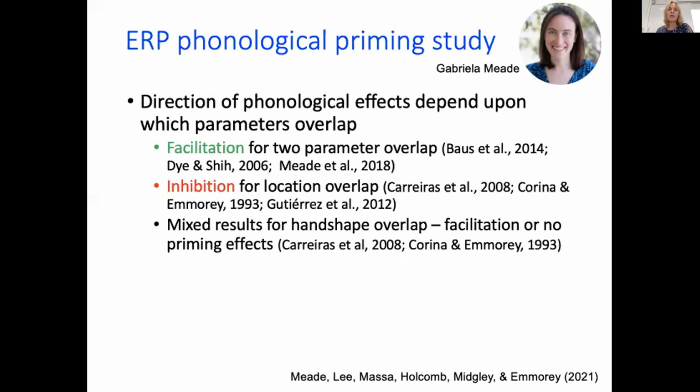But it turns out that for location, if prime and target just share the location, so both at the chin, for example, then slowed response times are found. So you find inhibition. And Eva Gutierrez also found a reversed N400 for signed targets that shared location. That is, more negative for the related condition than the unrelated condition, suggesting inhibition of some sort. For handshape, the results are mixed. Sometimes no priming is found, or sometimes facilitation.